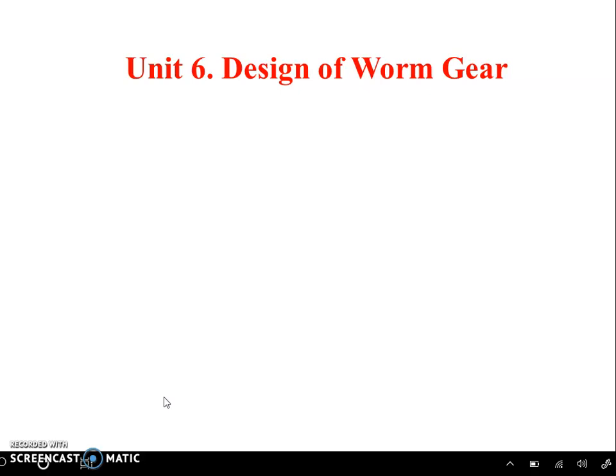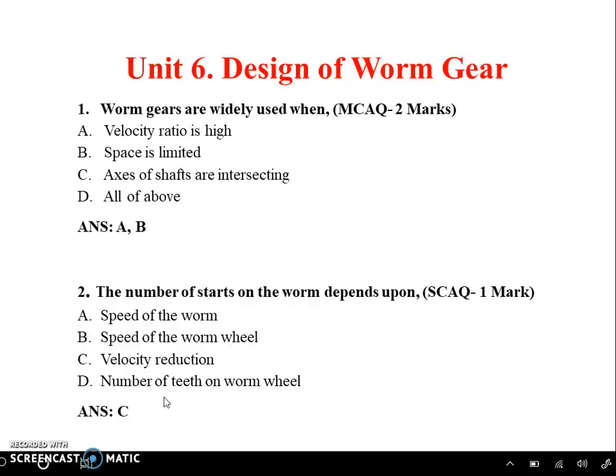First MCQ related with worm and worm wheel. In case of worm, we know that worm gears. The first MCQ is: worm gears are widely used when, 4 options are given here. Velocity ratio is high, space is limited, axis of shafts are intersecting, and all of the above.